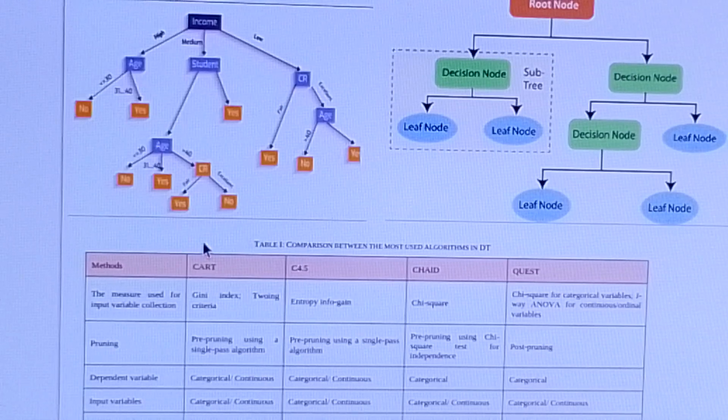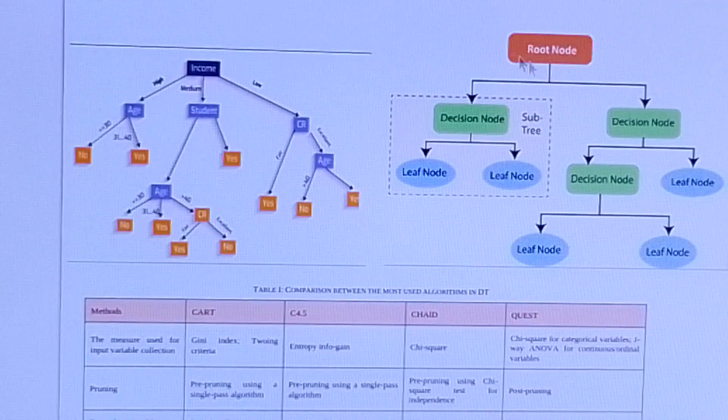Now let's explain all these in detail. Well, so instances are classified starting at the root node. Here you can see this is the root node, this part. So instances are classified starting at the root node and sorted based on the feature values, right?